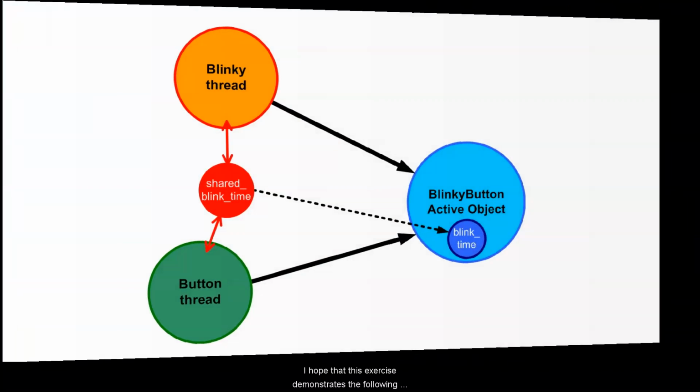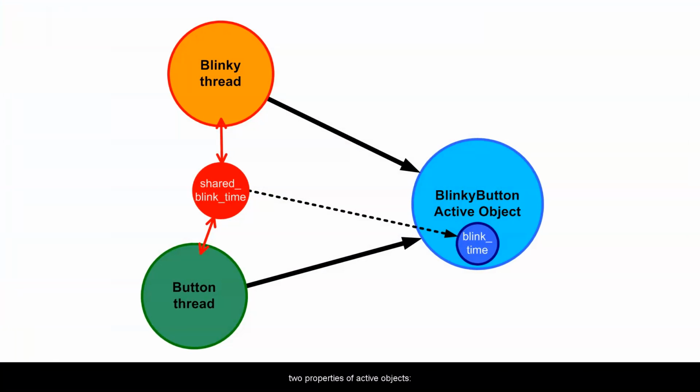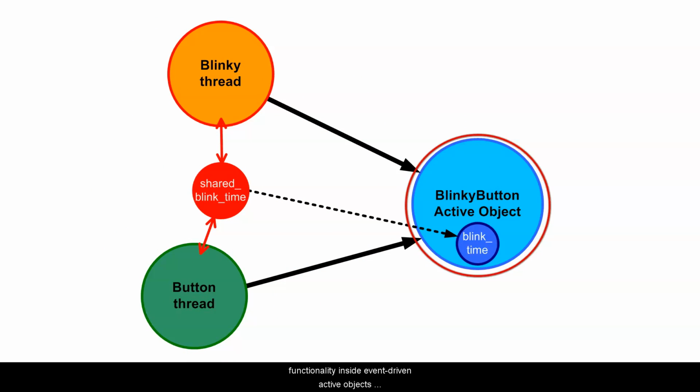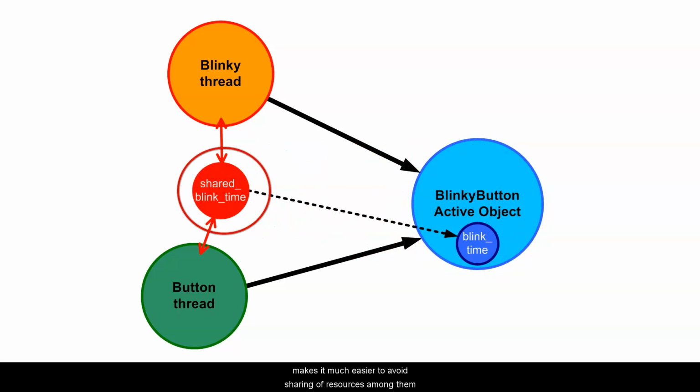I hope that this exercise demonstrates the following two properties of active objects. First, an active object can hold much more functionality than a traditional blocking thread, because you no longer need to create expensive threads just to make them responsive to events. And second, the ability to combine functionality inside event-driven active objects makes it much easier to avoid sharing of resources among them than the traditional blocking threads.